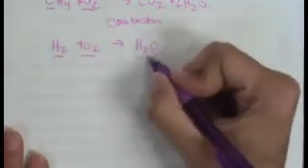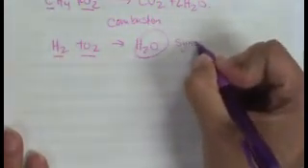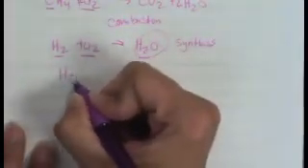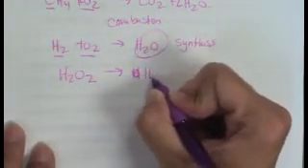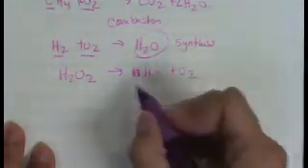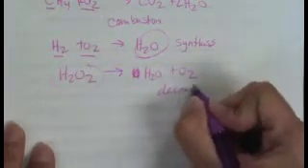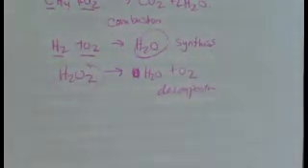What's next? H2 plus O2 yields H2O. We start with multiple reactants, we end up with 1. The fact that you end up with 1 means this is a synthesis reaction. And if I take H2O2 and break it down into H2O and O2, we started with one thing, it broke down, so this is decomposition. All right, so those are the 5 types.